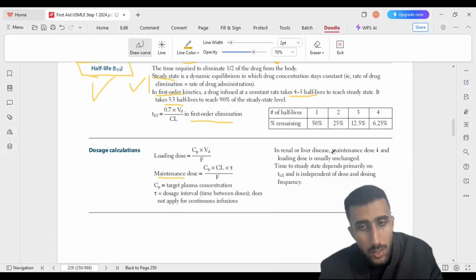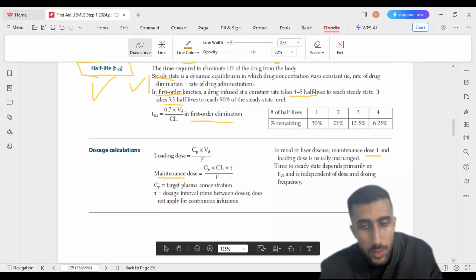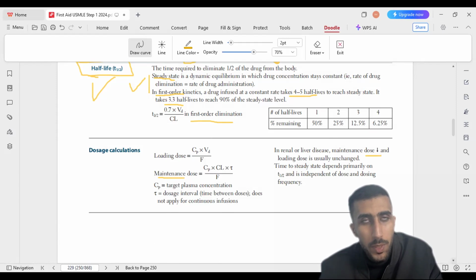And in renal and liver disease, maintenance doses decrease, and the loading dose is usually unchanged. So the dose that I will start with to get the effectiveness that I need is not going to be changed, but the maintenance dose will be decreased. That is very logical. I will decrease the maintenance dose because less of the drug is excreted. But you have to be careful that the loading dose is not going to be changed in renal and liver disease.